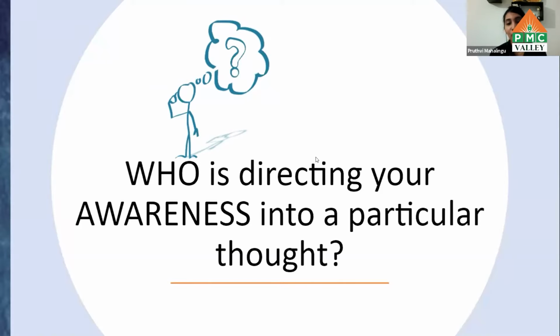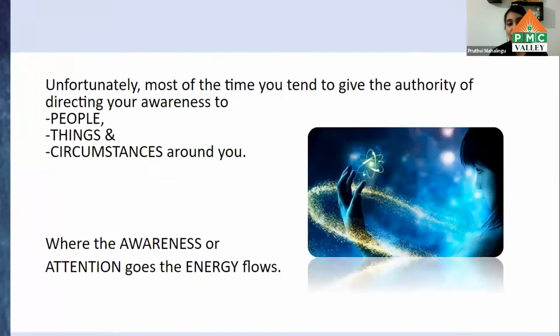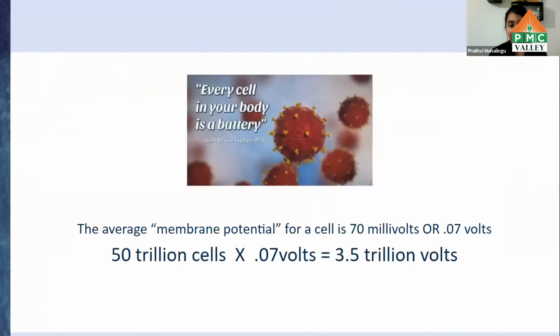You beautifully explained how we are letting others and external factors direct our awareness. Unfortunately, most of the time in the day, we let the people, things, and circumstances around us direct our awareness. And wherever the awareness or attention goes, the energy flows. So we energize that and we create that into our reality. In our body, every single cell is like a battery, it has energy. Every membrane potential in the cell has a charge of about 0.7 volts, and we are made up of 50 trillion cells, which comes to 3 trillion volts of energy we carry in this body.